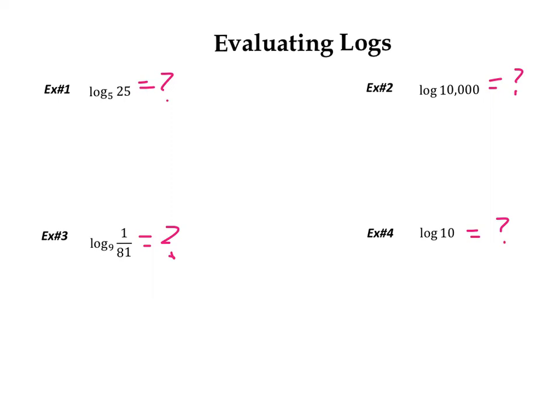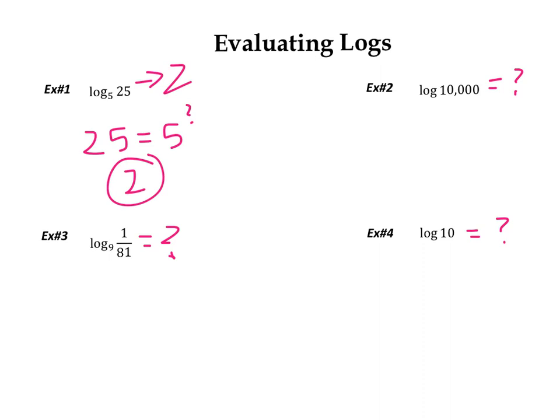So if we were to convert this to exponential, this 5 would push this question mark up to the top, and the log would disappear. So this is the same thing as saying 25 equals 5 to the question mark. So 5 to what power equals 25? The answer is 2. 5 squared is 25. So instead of saying log base 5 of 25, you can also just say 2. This equals 2.